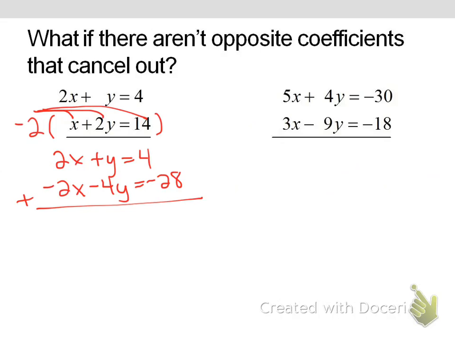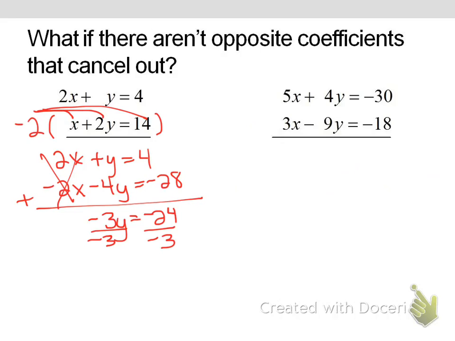Have you told us where you got that -2 yet? Okay. I picked -2 because I knew that positive 2 and -2 would eliminate. If that had been 3x plus y, then I would have multiplied by -3. If that had been 10x plus y, I would have multiplied by -10, because I did whatever would make opposite coefficients that would eliminate.